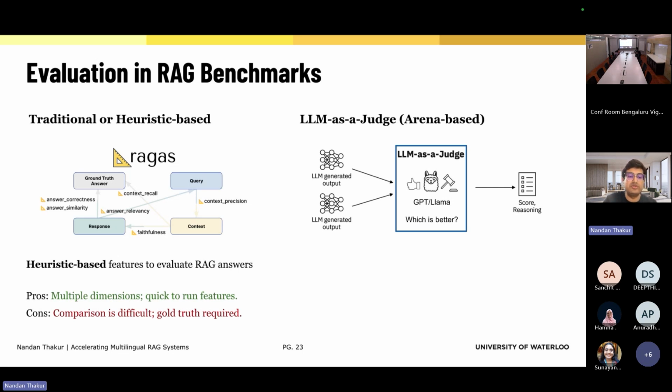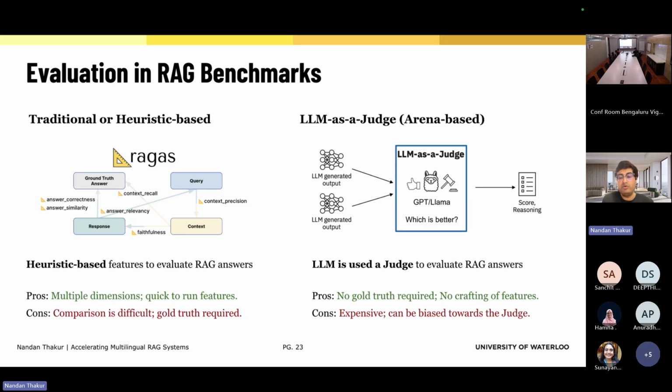use that for evaluation. So the pros are you are evaluating your RAG systems across multiple different features or dimensions, and it is quick to run if you are using more traditional features. Some cons are that comparison is difficult amongst models because you have 10 different features with 10 different numbers across 15 different models. So you really don't know which model is good. So sometimes comparison across models is difficult, and often you do require the gold truth to be able to come up with traditional metrics.